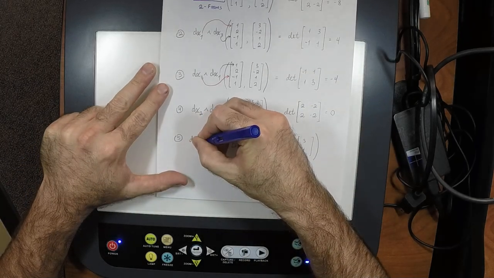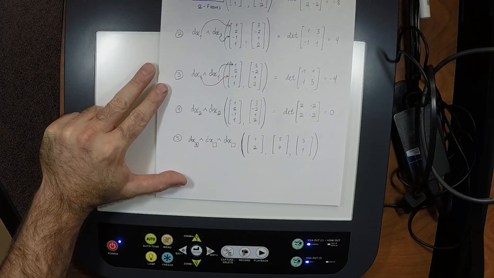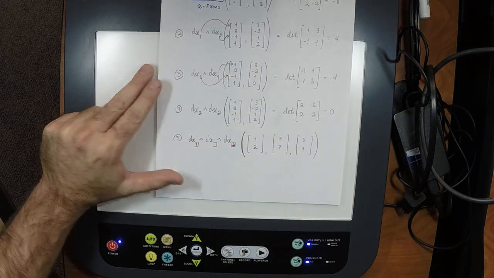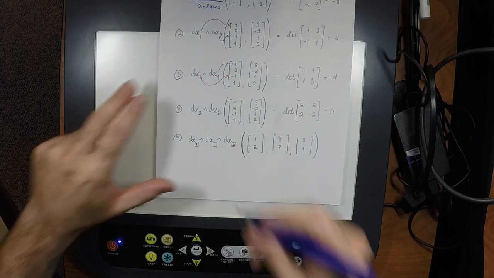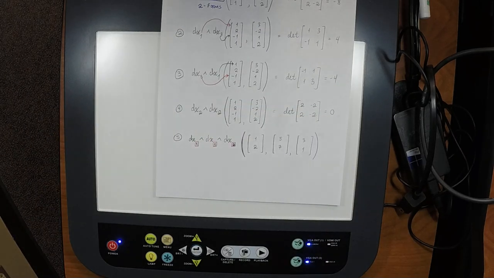So maybe I'll select the first row in the first one, and then I'll select the second row in the last one. And then which one are we going to do for the middle one? One? That's the first one I heard. So we're going to select the first row twice.